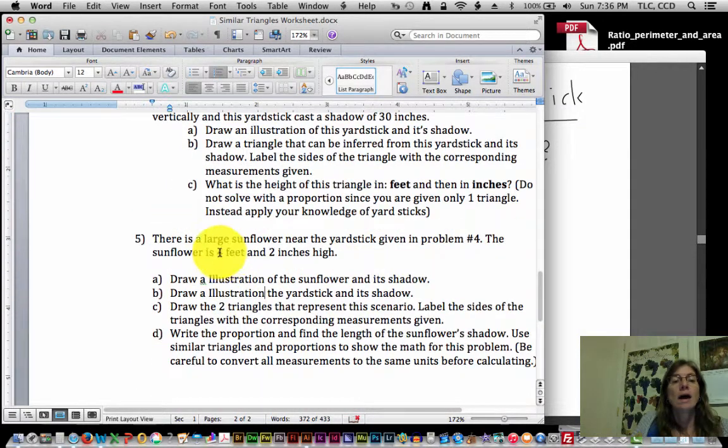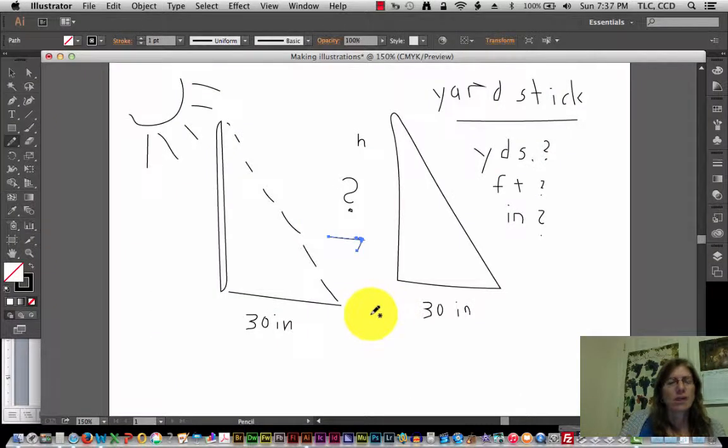In problem 5, this probably is hard to follow, but since you're given a yardstick, you're going to decide whether to use yards, feet, or inches for the height of the yardstick. You have to think about what's the easiest to use if you're given that the sunflower is 4 feet 2 inches high. So it's a little bit of a challenge to think about how to do this last problem. All right, I hope that makes sense.